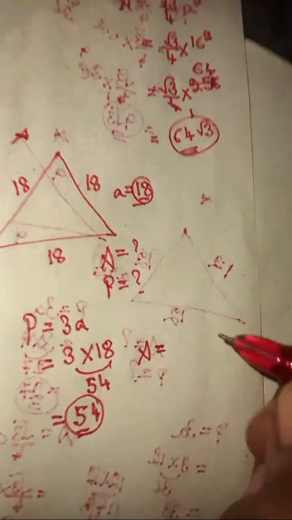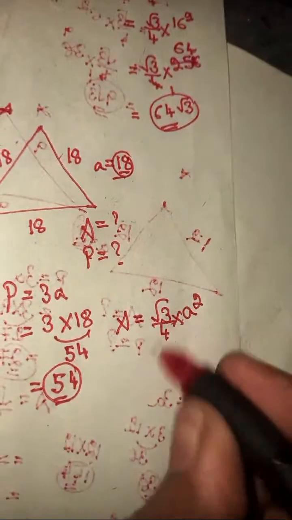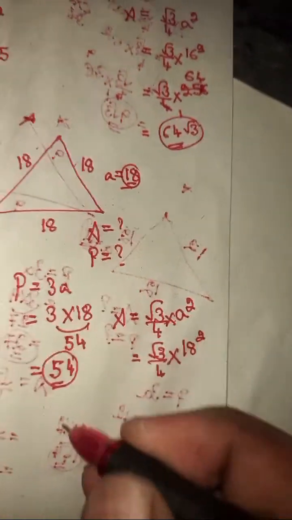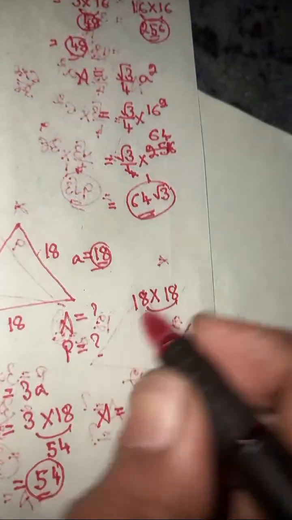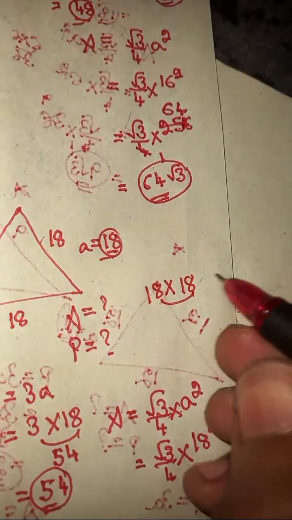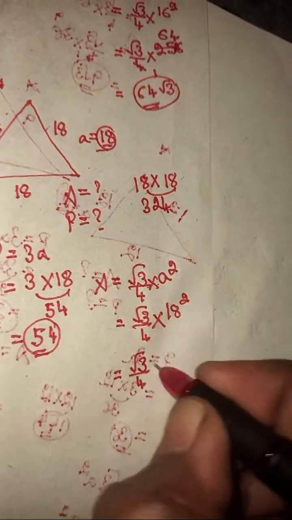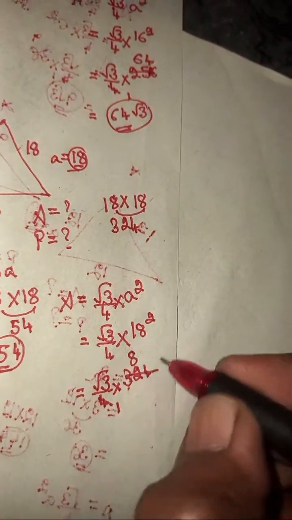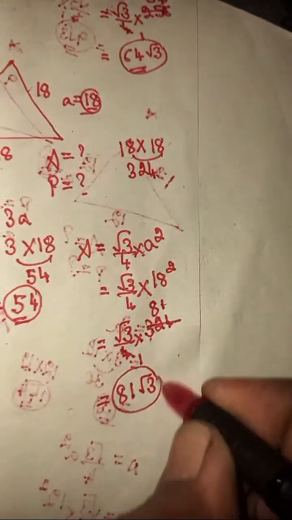Area of this triangle is root 3 by 4 times a squared, that is root 3 by 4 times this 18 squared. 18 squared means you can write it as 18 times 18. 18 times 10 is 180. 18 times 8 is 144. And 180 plus 144 is 324. You're going to get root 3 by 4 times 324. You can divide this by 4. 4 ones are 4, 4 eights are 32 and 1 times 4. 81 root 3 square units.